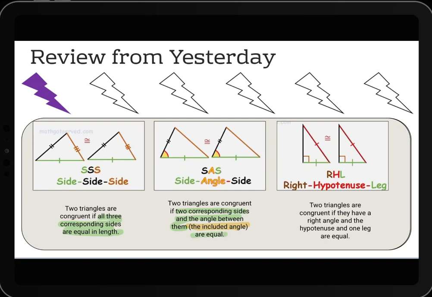That's what it means to be between when you're identifying side angle side. And then lastly, of course, with the hypotenuse leg, you have to make sure that you have a right angle, which means it's a right triangle. And of course, you're identifying the hypotenuse and one leg are equal to a hypotenuse and one leg of another triangle.